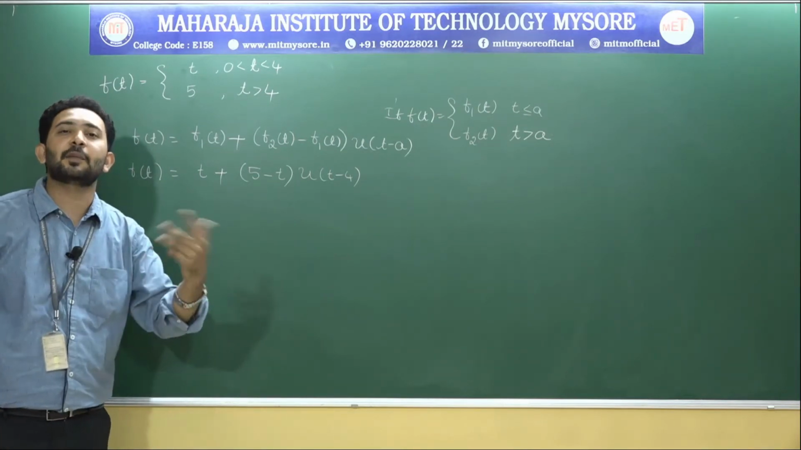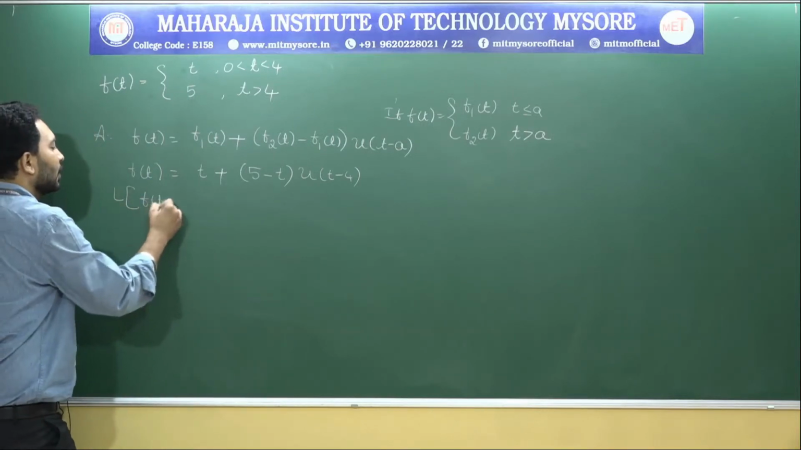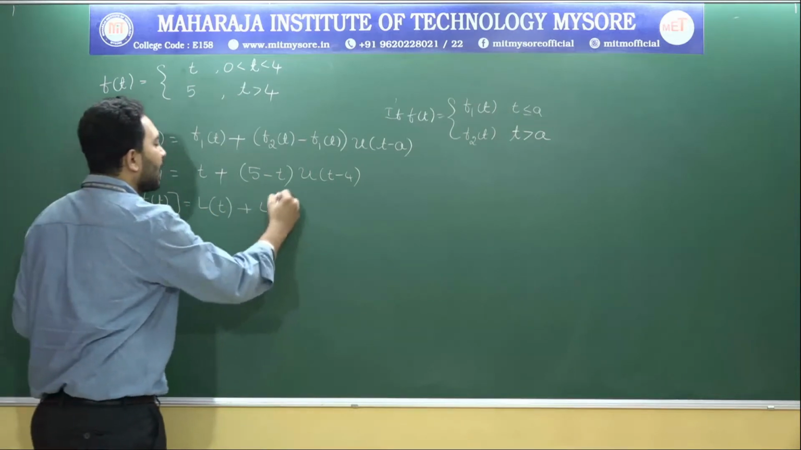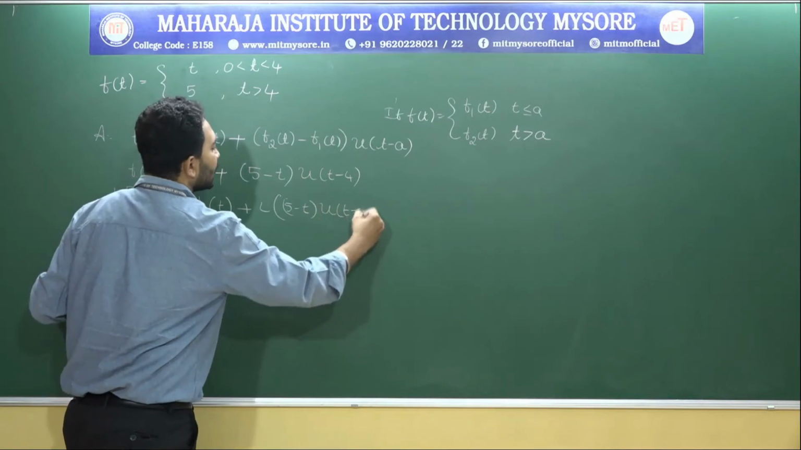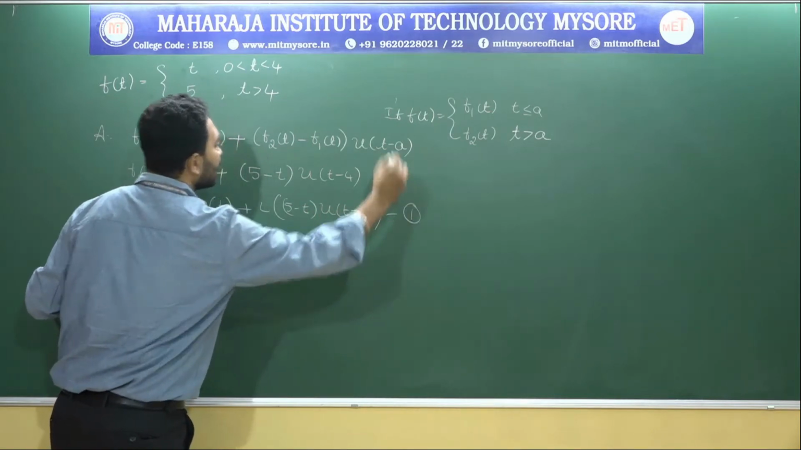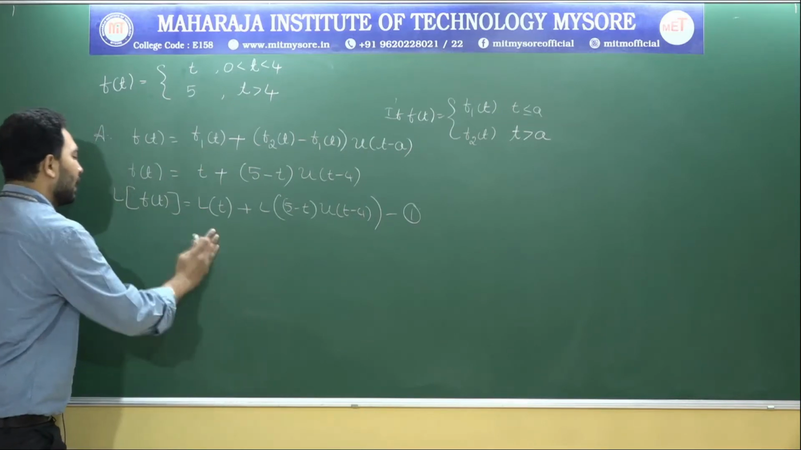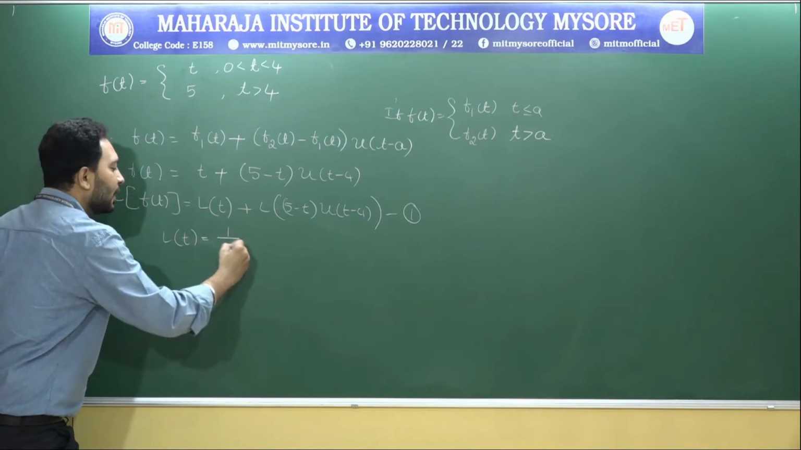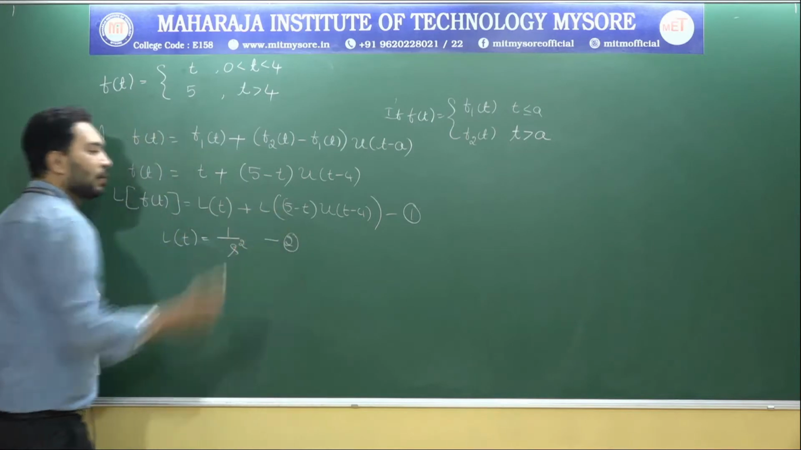Then we require Laplace for this. So what is Laplace of f of t? It is Laplace of t plus Laplace of 5 minus t into u into t minus 4. I will take this as equation 1. So for the first one, Laplace of t equals, I know the value of Laplace of t, it is 1 by s square. I will take this as equation 2.